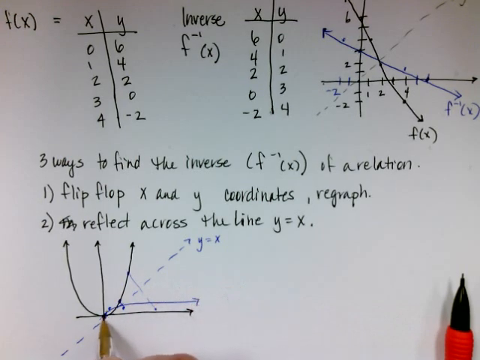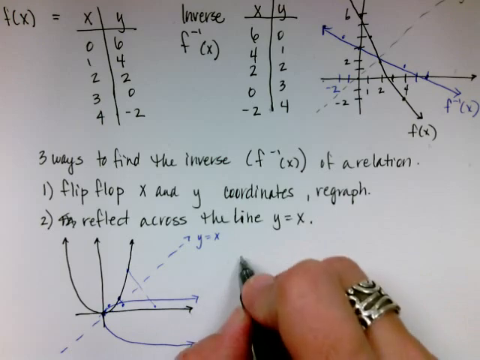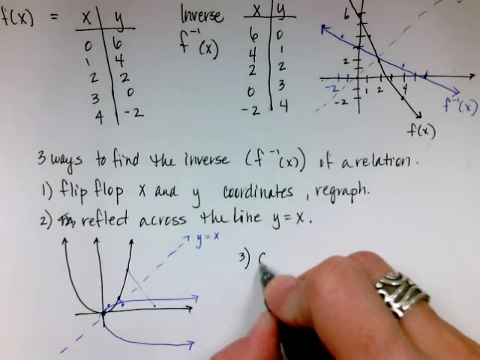My graph is going to look like this. And when we actually get to where we're doing reflections across the line y equals x, we'll do it on graph paper and make it look better. All right, then our third method is by using algebra.